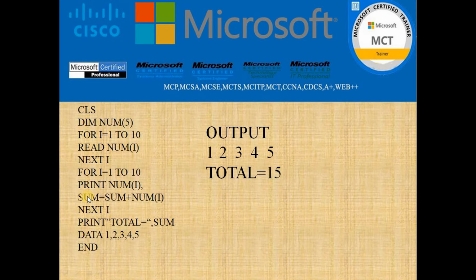And apart from this, we have also stored the total. Don't forget, the total should get printed only once. So that's why the total is printed out. So total equals sum. What is the value of sum that I have stored over here? 1 plus 2 plus 3 plus 4 plus 5. So that's why the output of this program is given something like this.